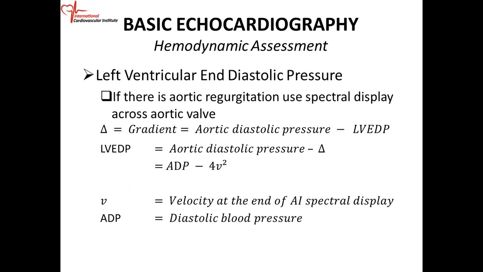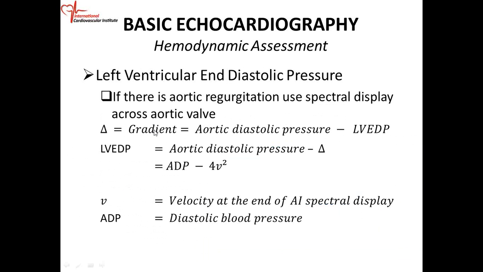Okay? Again, the gradient from the modified Bernoulli principle or equation is equal to 4v squared. So if we get the velocity of that jet, we square it, we multiply it by 4, then that's a gradient. And then once we rearrange our equation, then we can get our LV end diastolic pressure.